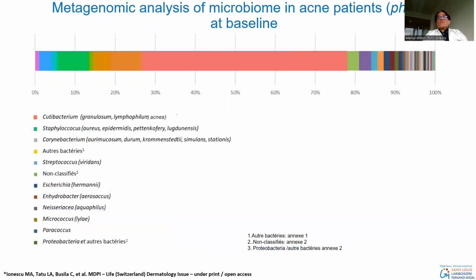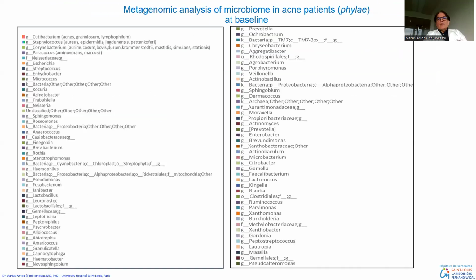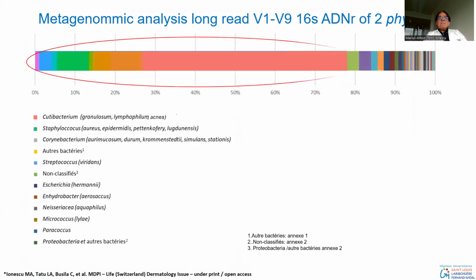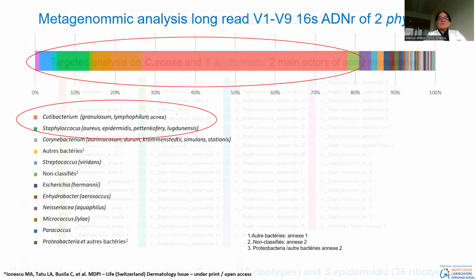And we obtained, of course, this more classical composition with every color representing a phylum. This is, in fact, a very complex composition of the skin microbiome in this series of patients. But if we focus only on Cutibacterium acnes and Staphylococcus, we made the full-length metagenomic taxonomic analysis up to the ribotypes.